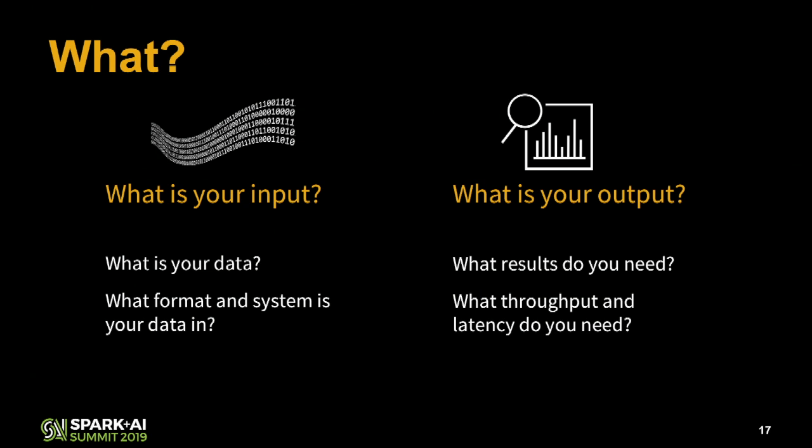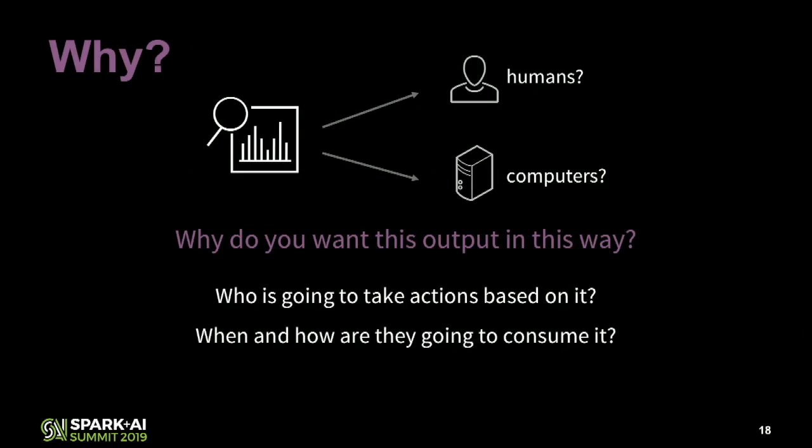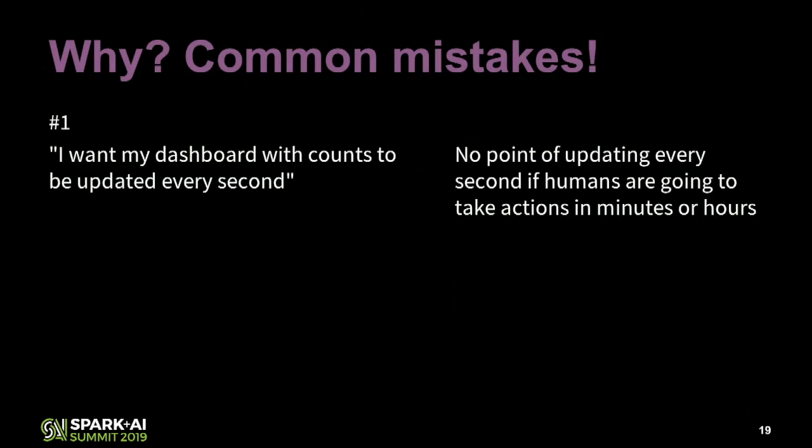Now, this is the easy part that most people get right, but the hard part is people don't go to the next step and ask, why do you want that output? Who is going to use that output, and accordingly, you have to reason about why you want that output with that throughput or that latency? And how are they going to consume the result? For example, here are some of the flaws that I've seen over time. People tell me that I want my dashboard with streaming counts continuously updated every second.